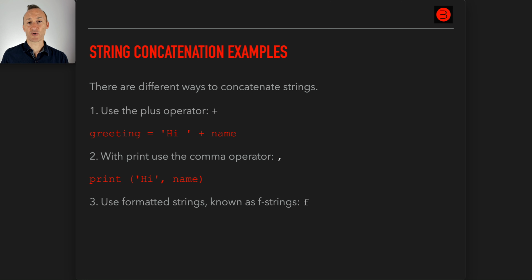Finally, you can use formatted strings known as F strings. We'll be making wide use of this at Berkeley Coding Academy because they're very useful when you have multiple variables that you want to combine into one string. So for instance, you can assign the F string hi curly bracket Sahana to the variable greeting. It looks a little weird at first, but you do get used to it and it is very efficient.